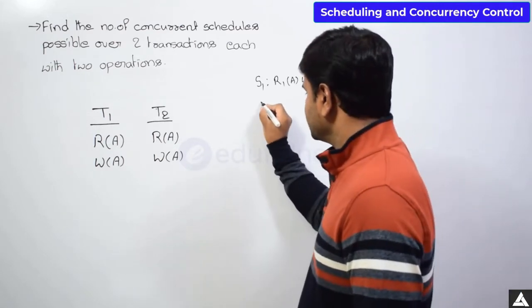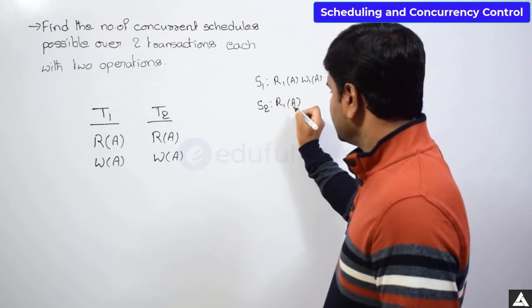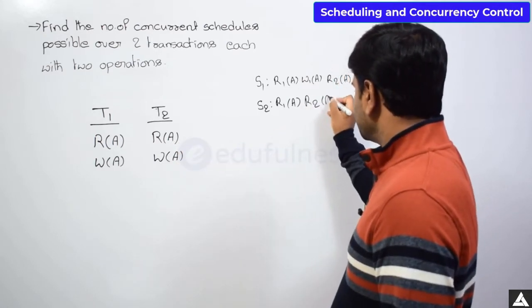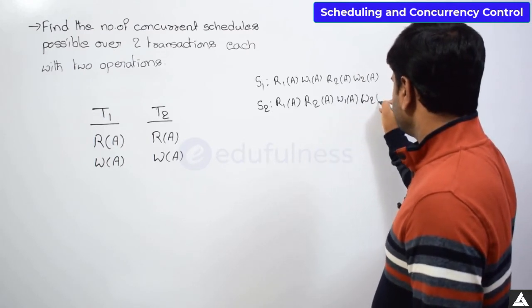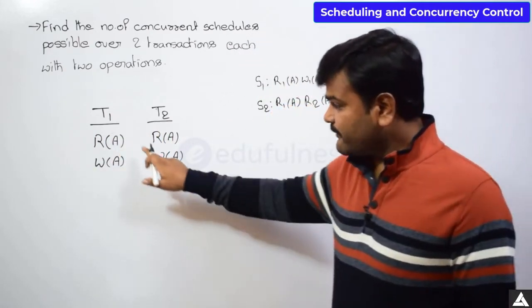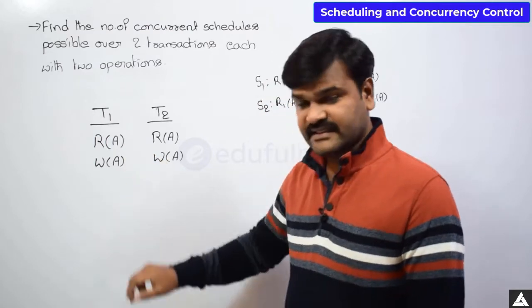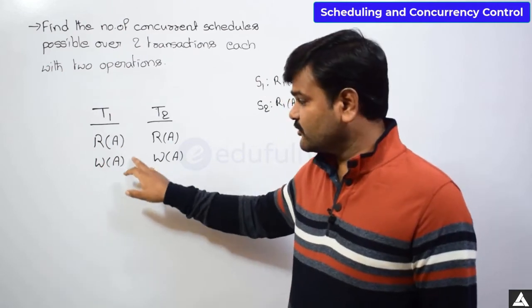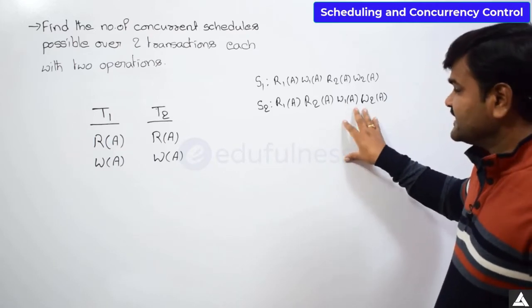Another possible schedule is S2. Here R1 of A first, then R2 of A, then W1 of A, then W2 of A. Overall, there are 4 operations you have to perform, and in the same order within each transaction. The read operation must come first and then the write operation. So don't bring W1 first and R1 next, that is not possible. You must maintain this order, so after R1 you have W1. This is one possible schedule.